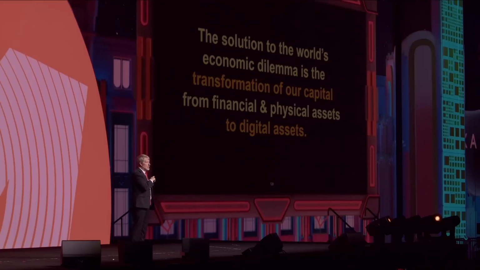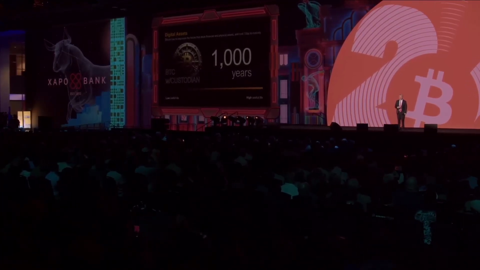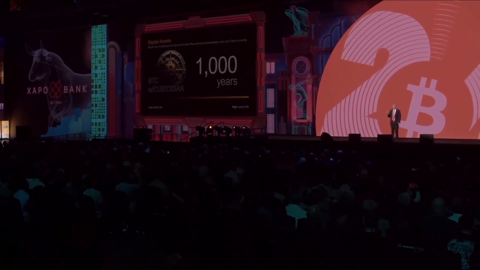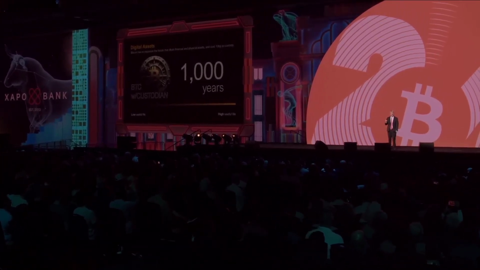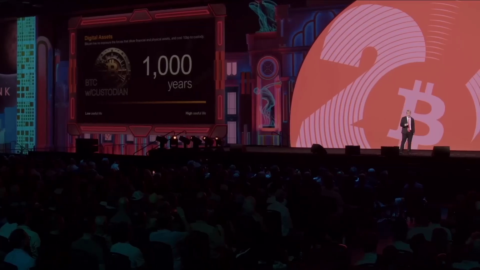The transformation of our capital from financial and physical assets to digital assets solves the problem that we're all facing. Now, how long-lived is Bitcoin? Well, take your Bitcoin and put it at scale with an institutional-grade custodian. You pay 10 basis points. By the first law of money, that means you're going to last 1,000 years. The custodian might not last 1,000 years, but that doesn't matter because you can move the Bitcoin every year or every decade, and you can stay one step ahead of the custodians failing.